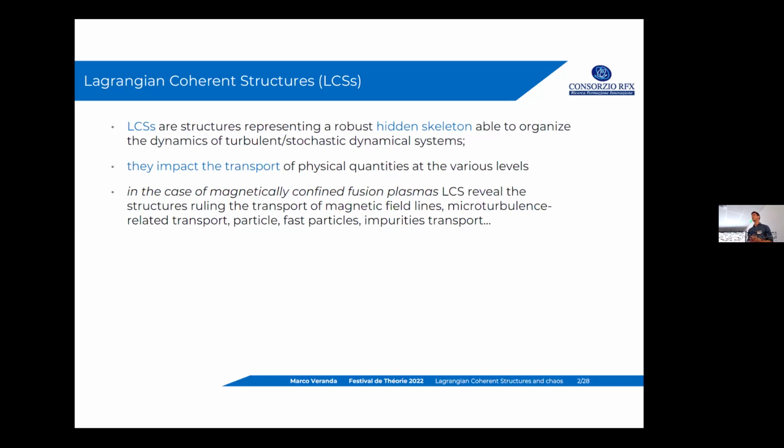and stochastic dynamical systems. So this is a study that was born in the framework of dynamical systems, in particular hydrodynamics at the beginning. And they seem to impact the transport of physical quantities at various levels. In the case of magnetically confined fusion plasmas, the Lagrangian coherent structures reveal the structures that rule the transport of, for example, magnetic field lines, but also of particles, fast particles, and probably also of the microturbulence related transport.